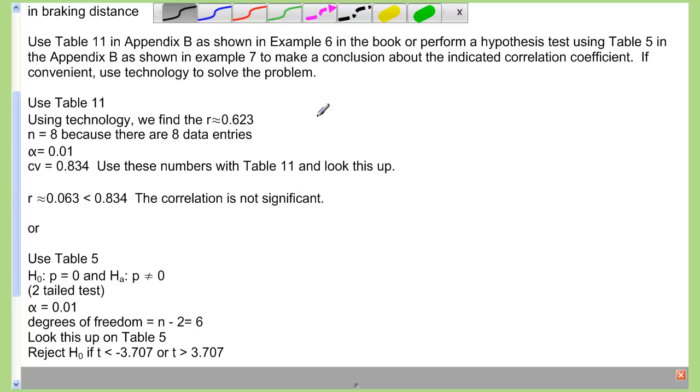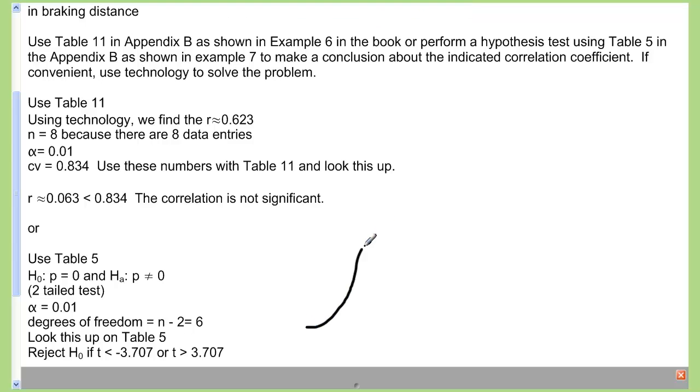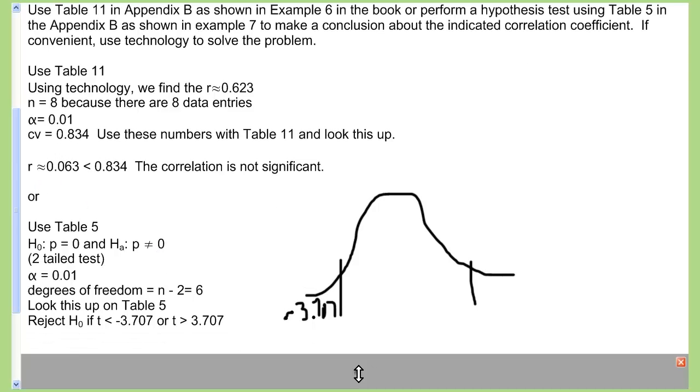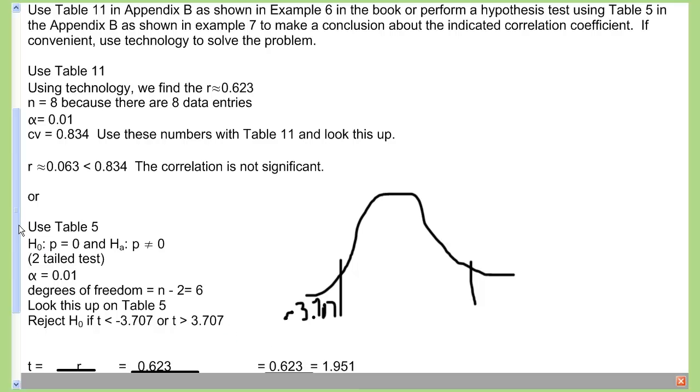So if I draw that for you, it's a bell-shaped curve, and this is negative 3.707, and that is positive 3.707. So anyway, that's kind of what you're looking at. And from there, you're going to go down and you're going to find the T value.